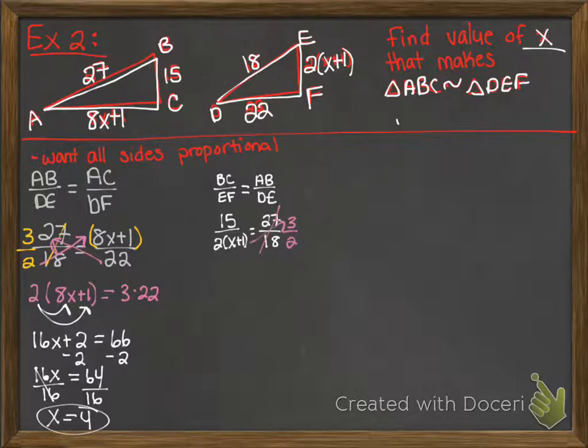Now, before I cross multiply this, let's distribute this 2 in one step. I'm going to take 3, and distribute that 2 out. What do I get inside? 2x plus 2.